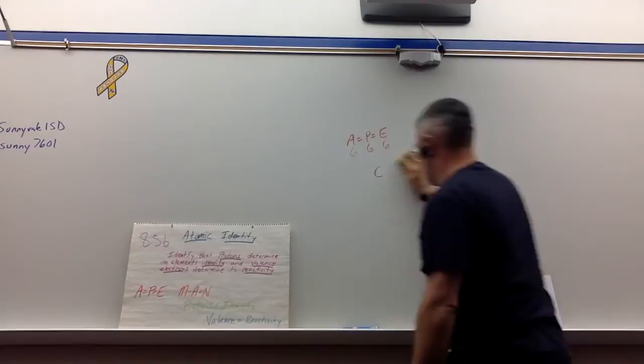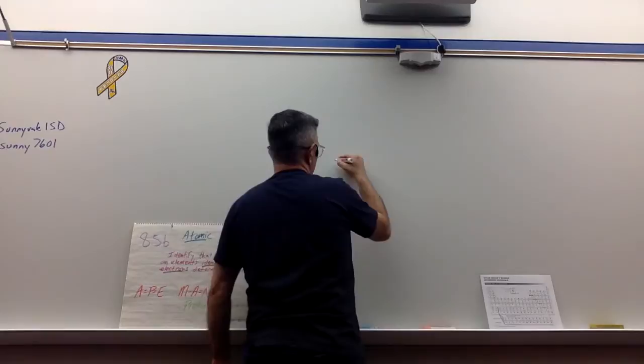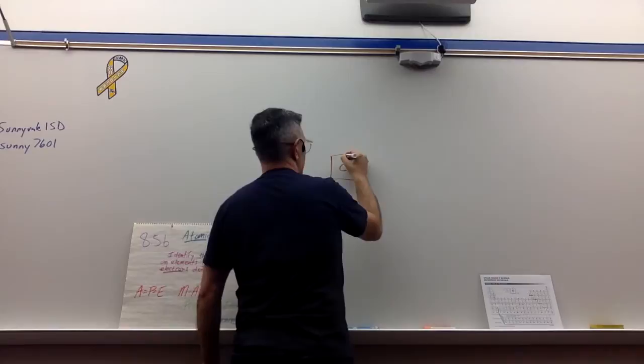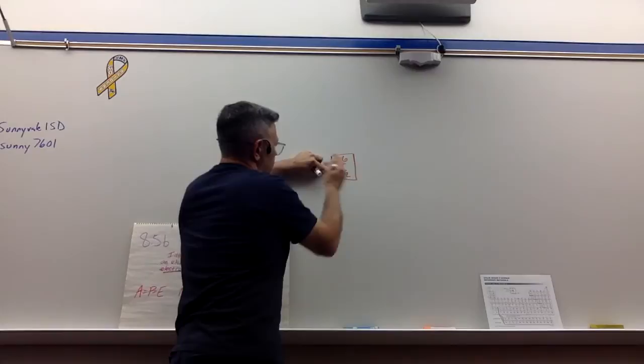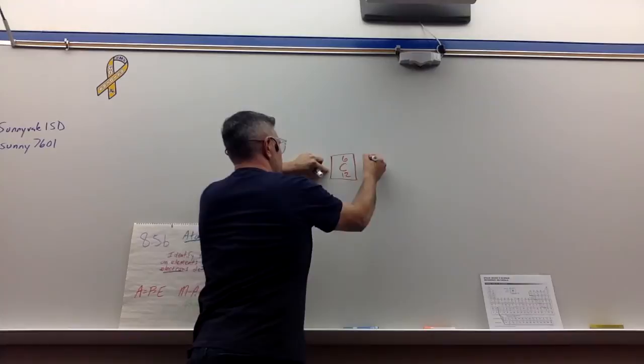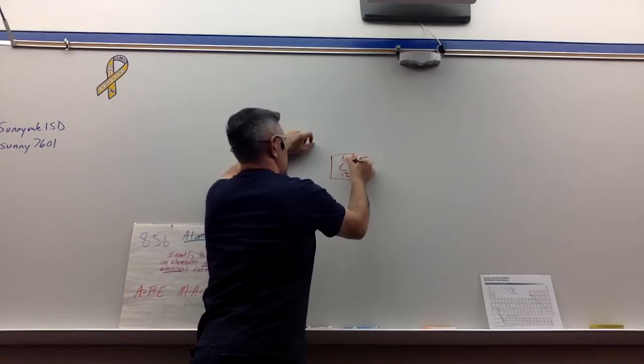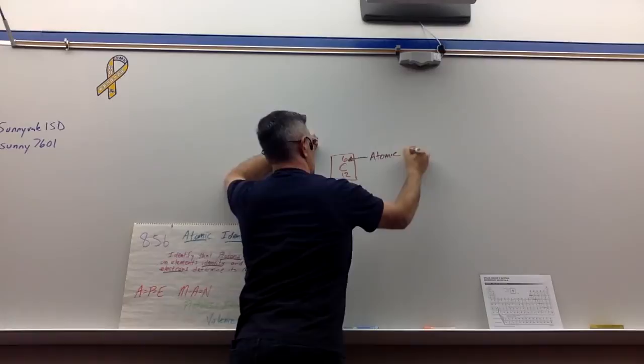So let's continue to look at carbon. I'm going to draw the box of carbon here. I'm going to draw the symbol. I'm going to put 6 here and 12 here. Let's look at this really quickly. We see a 6 and a 12. We need to understand what's going on in this box. We know that this 6 here is going to be the atomic number, and we know that this here is going to be the mass.